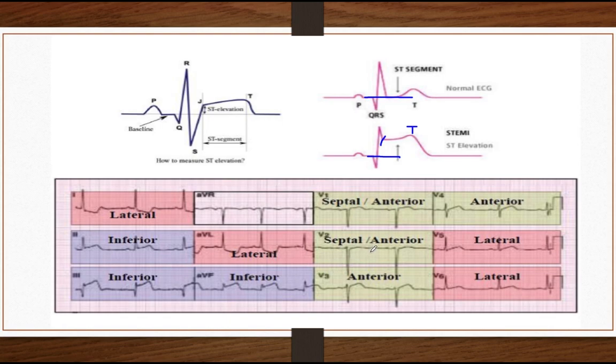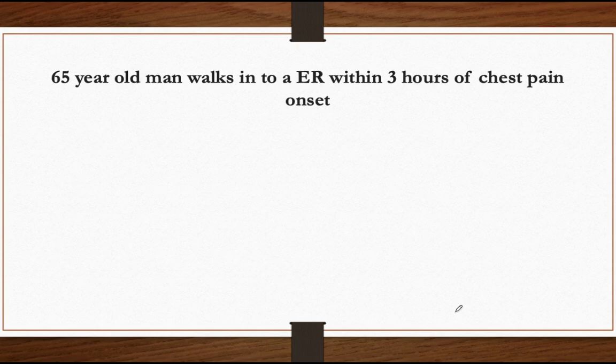If you find it in V1 and V2, then we are talking about the septal or anteroseptal ST segment elevation. Then if you find it in V3 and V4, we are talking about anterior STEMI. Now, quickly, let's look at a case scenario and use it to learn our ECG.